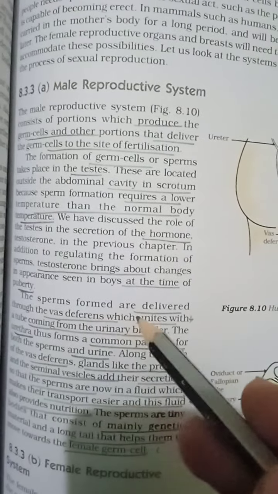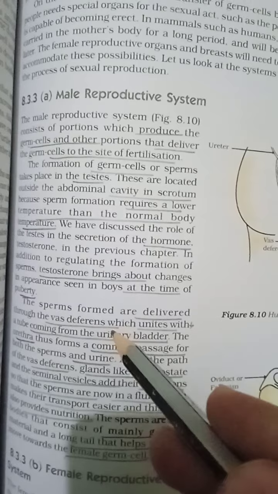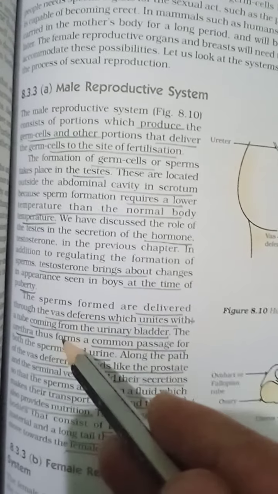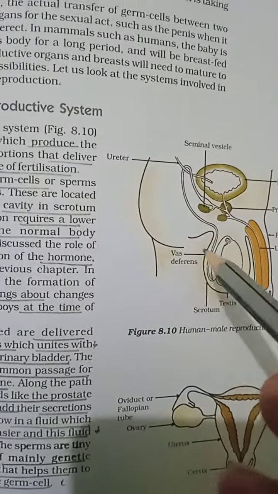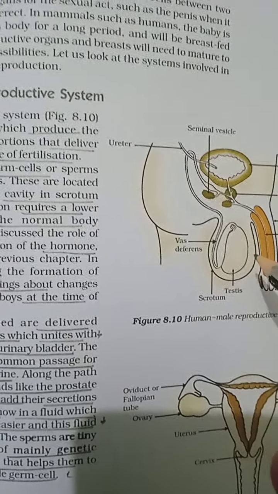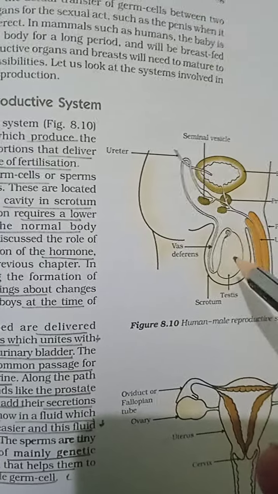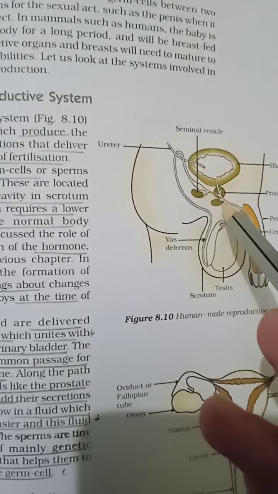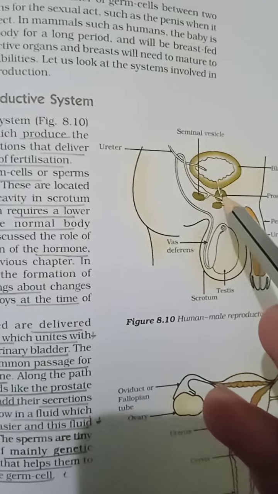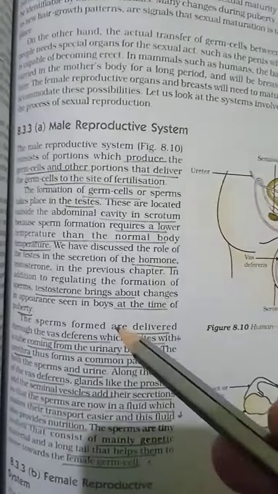Then the sperm is delivered through the vas deferens. The vas deferens is a tube-like structure which unites with a tube coming from the urinary bladder. The sperm are formed in the testes, and they are transported by the vas deferens, which unites with the tube coming from the urinary bladder. This is the structure that helps in the transport of the sperm.